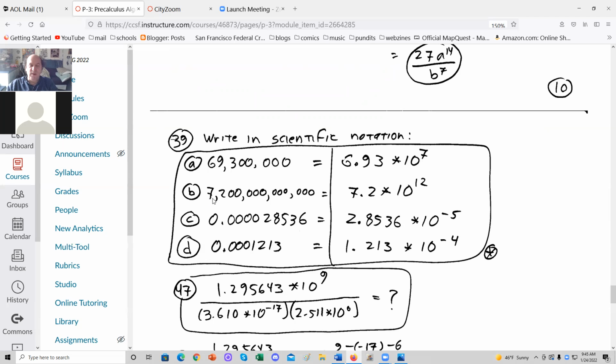Here we have 72000... Oh my goodness. Well, the leading two terms are 7, 7.2. We move the decimal point from here. 3, 6, 9, 12. Okay. 7.2 times 10 to the 12th. This is a number in the trillions.